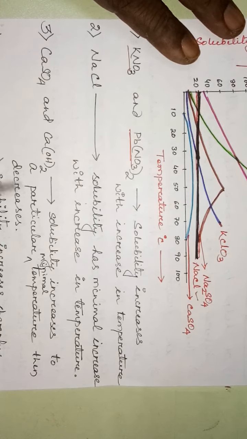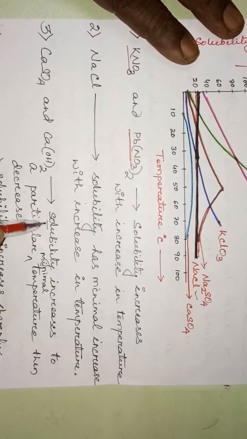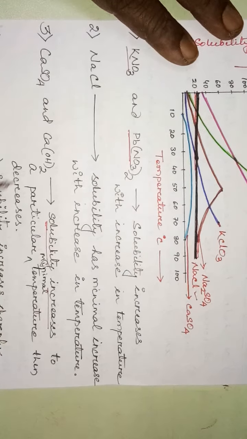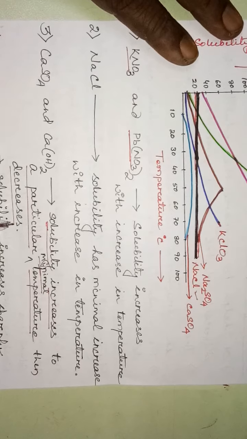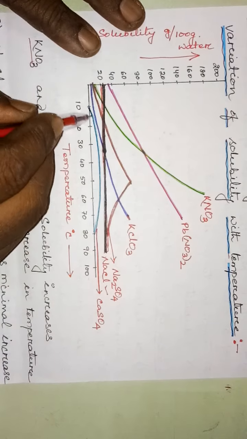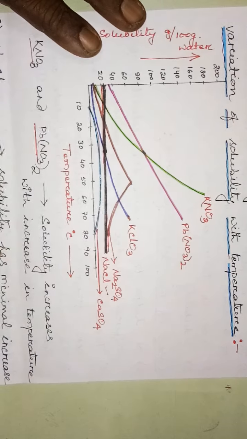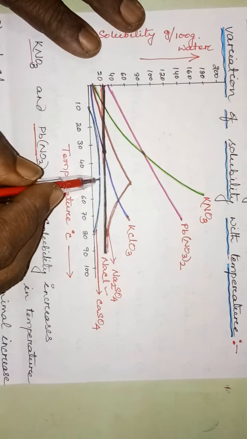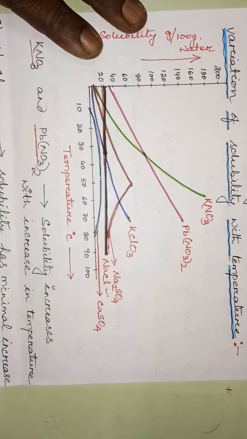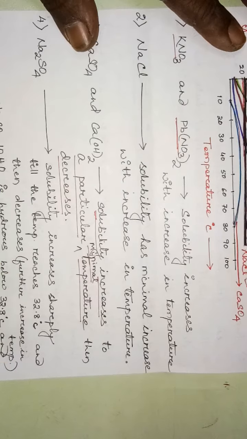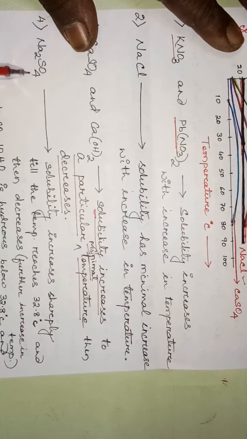The solubility increases to a particular minimal temperature, then decreases. So what happens? See the graph. This is the graph. See, a small increase, then decrease. A minimal increase in the solubility, then it decreases with the increase in temperature. Now we will discuss another compound, that is sodium sulfate.